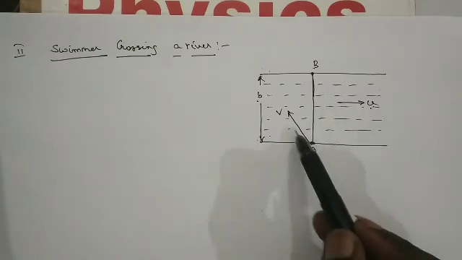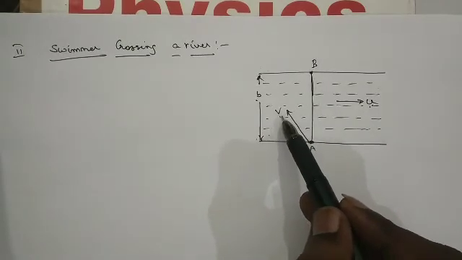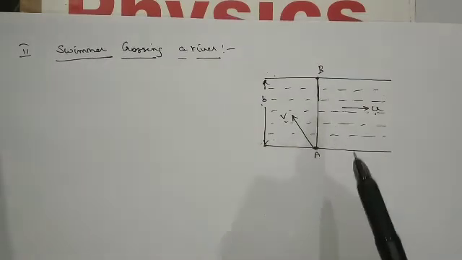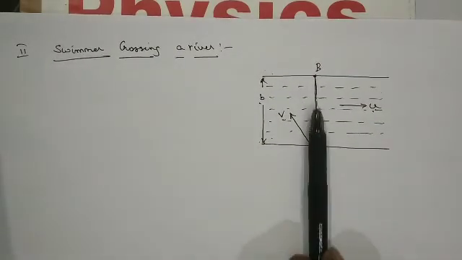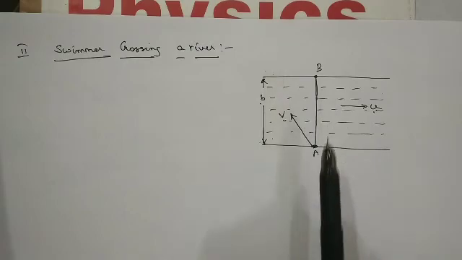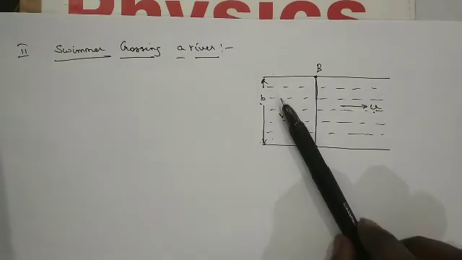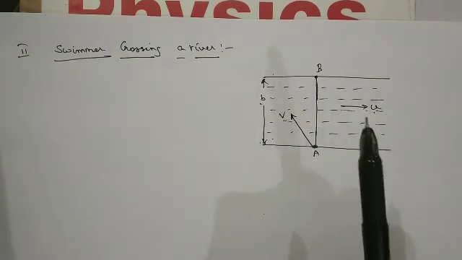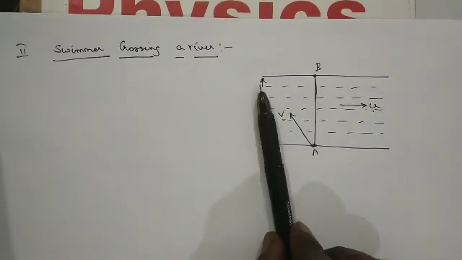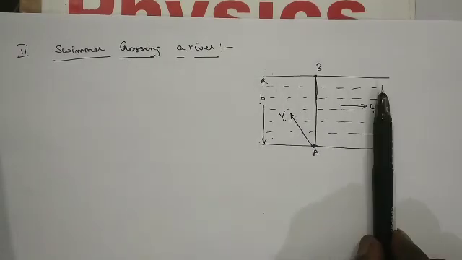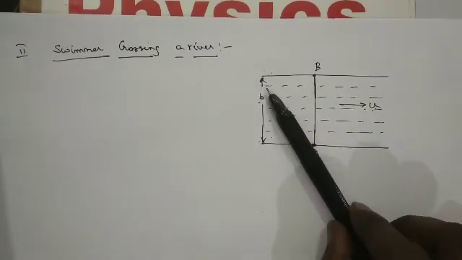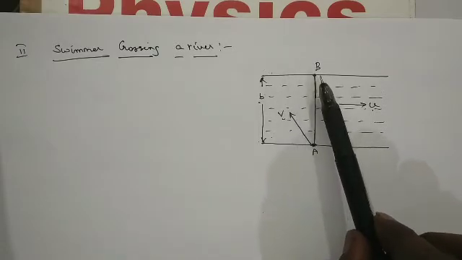Now the maximum velocity he can swim is only V. It depends upon which direction he takes. He can go straight so that he reaches the opposite bank, or he can take this direction also. It depends. When the river is already flowing, it is better he takes this direction so that he can eventually reach here.